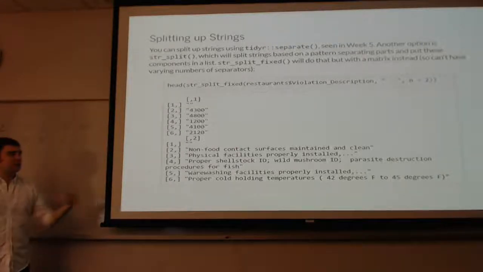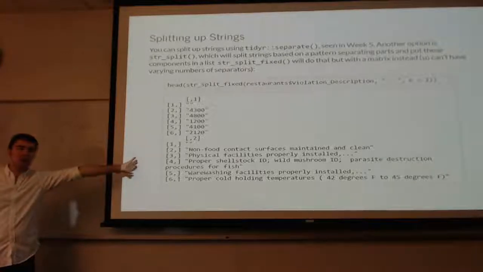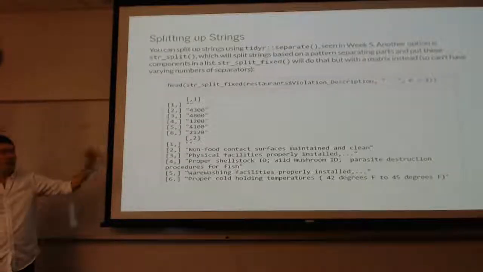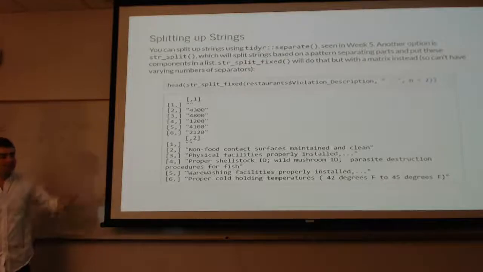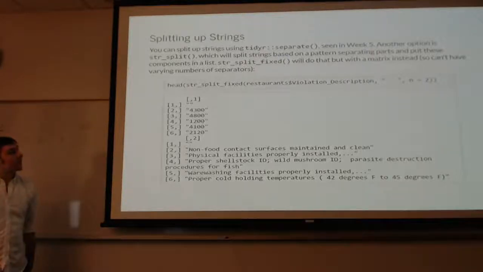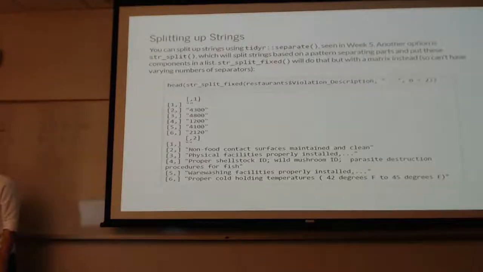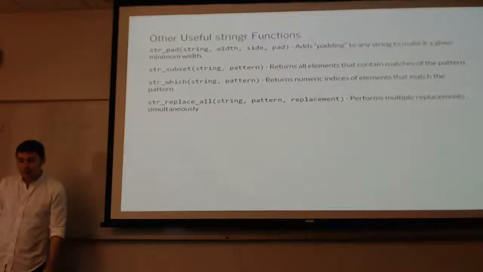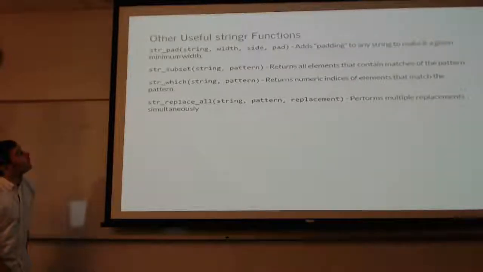Okay. So if you're interested in seeing the actual violations that your favorite restaurants got in the data set, you can break them out like this. Nice. Yeah. Does that make sense how that works? It's good to toy with these different string split ones. Yeah. Okay. Some other useful stringr functions you might want to know about.